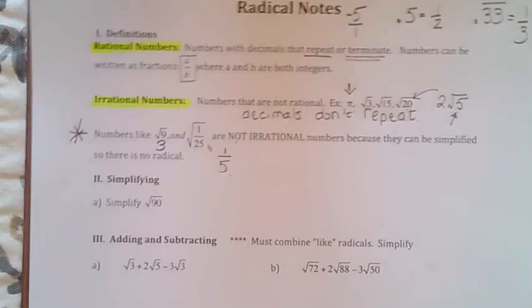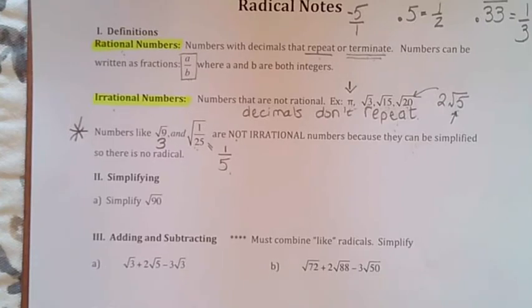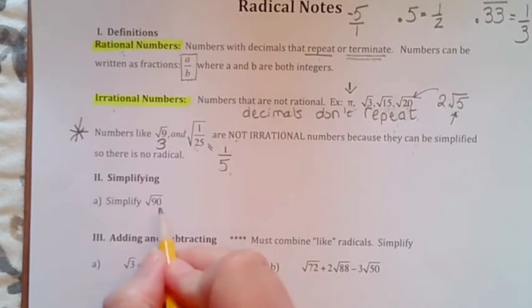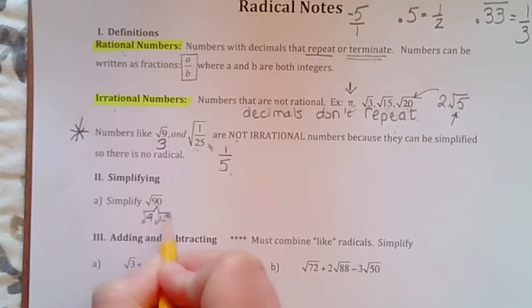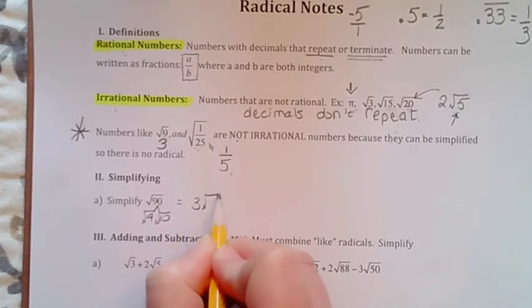All right, let's do a couple of these examples, and let's see if we can do this kind of in fast forward. Radical 90. So hopefully you see this as 9 times 10, square root of 9, 3 radical 10.